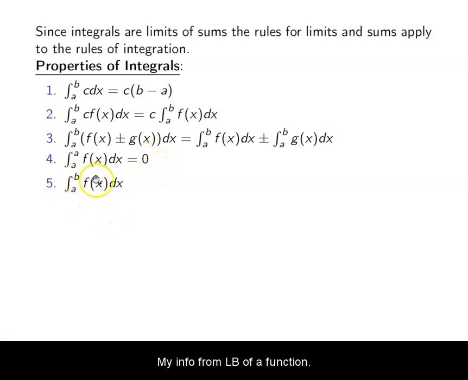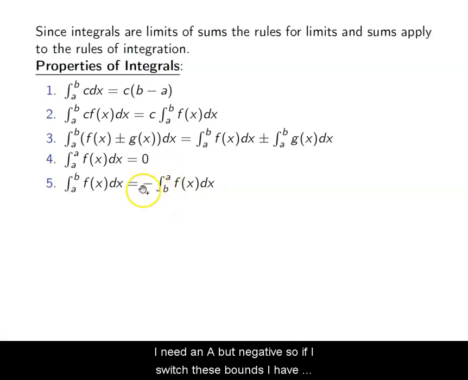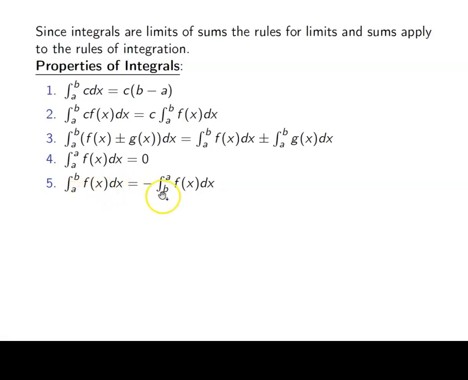My integral from a to b of a function is the same as the integral from b to a, but negative. So if I switch these bounds, I have to switch the sign. Okay. So if I go from a to b in the positive direction, it's the same as if I go in the negative direction, as long as I change the sign.